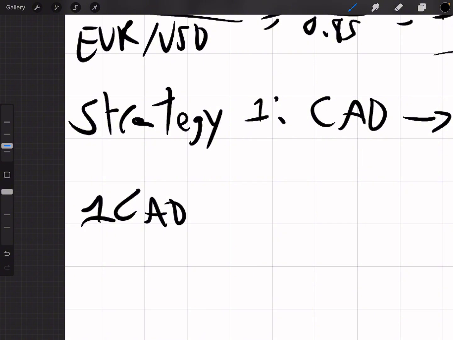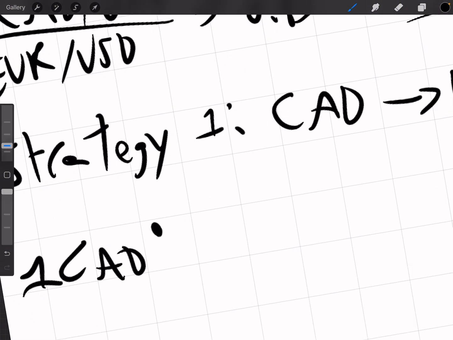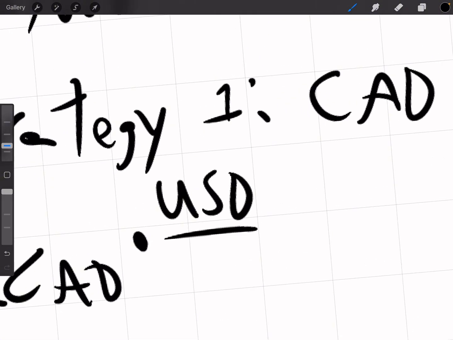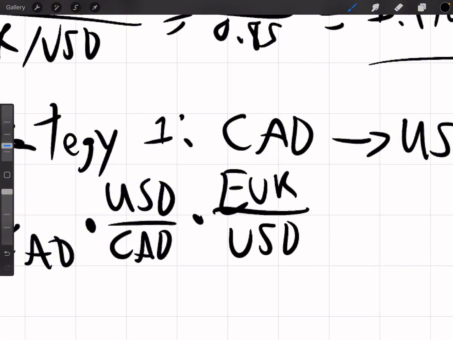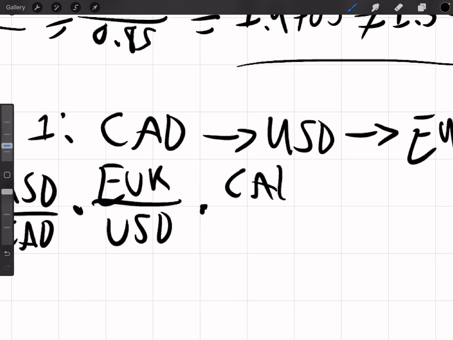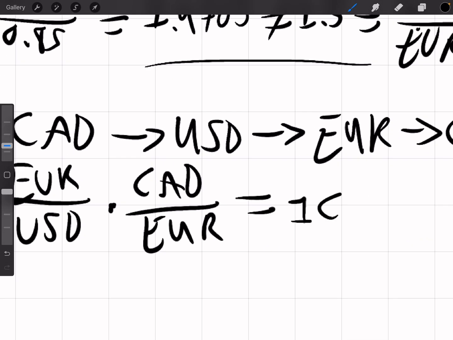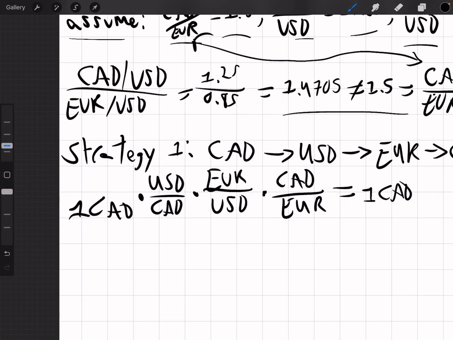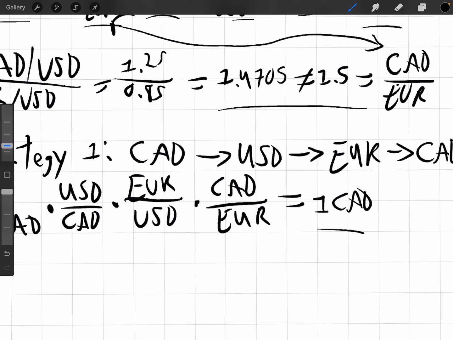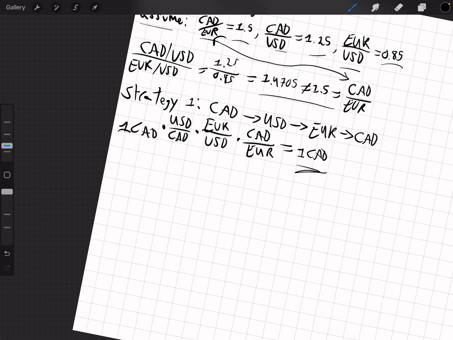Anyway, I'll teach you how to do it. You take one CAD, by the way, toy model here. If it was this easy, then everyone would be doing it, and everyone thinks they can do it. Go on Wall Street Bets. Take one CAD times USD to CAD times Euro over USD, and then switch it back to CAD over Euro. This should give you one CAD if there was no opportunity here, but it actually gives you something greater than one CAD.